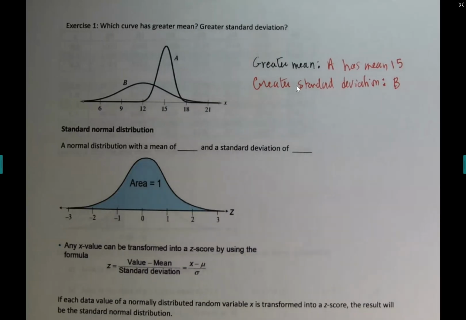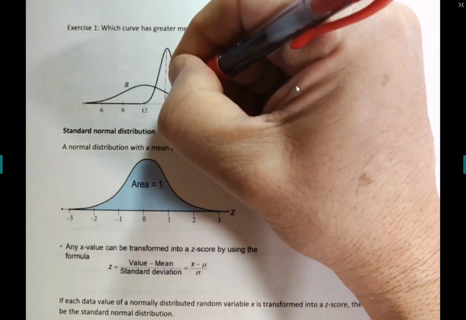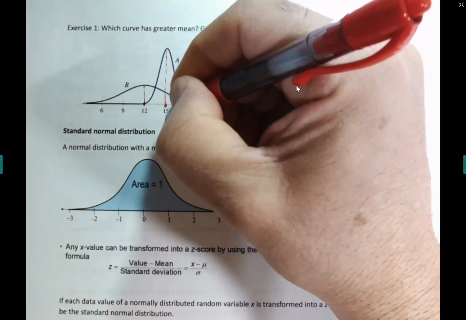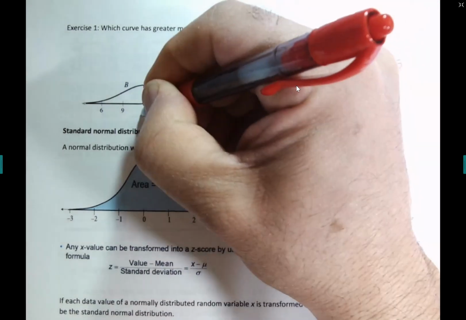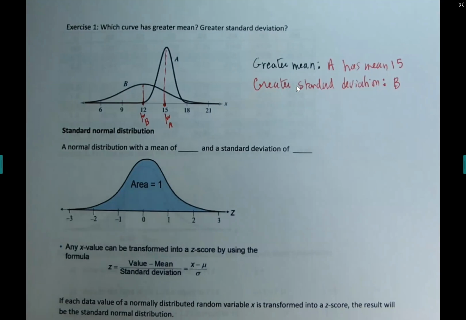If the book says that, that's a different example. Probably I switched the number. It can't be. The greater mean is for A because it's 15. Look, this is the mean for A. That's the mean. And look, this is the mean for B. So this is the mean for A, and this is the mean for B. So the greater mean is for A. Okay? Any questions?